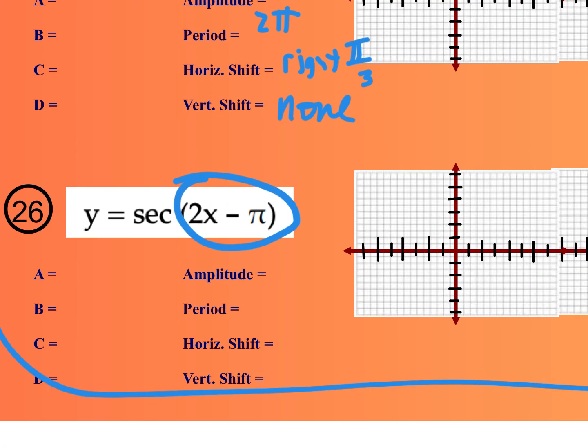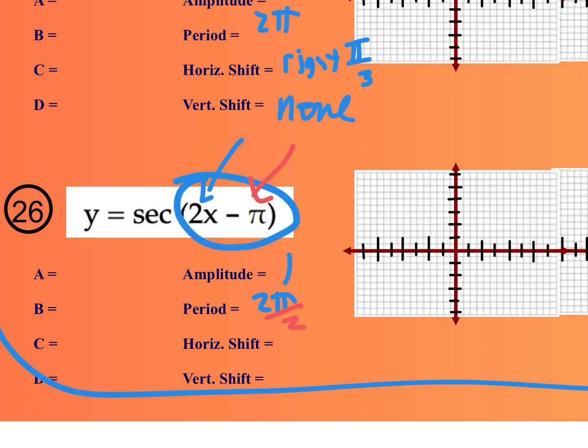This one's more interesting because its amplitude's 1, but its period is definitely not 2 pi anymore because of that. And what do we have to do to everything? Multiply it by 2? No. Divide it by 2. A phase shift, only after you've got it factored. Don't think the phase shift is right pi, because it's not.